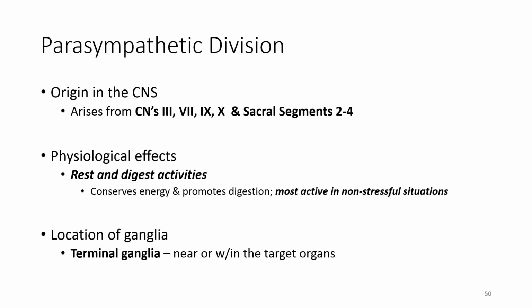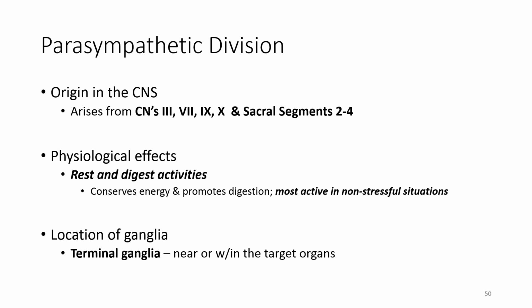So the parasympathetic division, again, your rest and digest, got that written down right here for you, rest and digest. This is going to be where you conserve energy, promote digestion, and is active in non-stressful situations. So sitting on your Lazy Boy, watching your reality TV at night on Bravo, whatever. The origin comes from cranial nerves 3, 7, 9, and 10, and then also sacral segments 2 through 4. So that sacral plexus that we were looking at just a little bit ago.